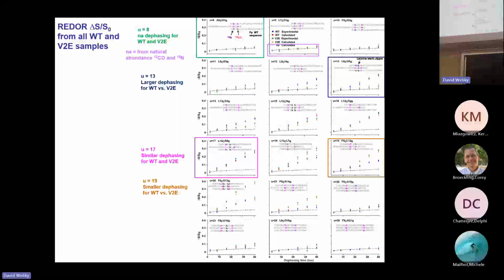the wild type, sorry, the B2E has much larger dephasing relative to natural abundance than wild type. So the wild type is still clearly above what's expected from natural abundance, the dotted line, but again, a more qualitative evidence for weighting of populations to longer beta sheets for B2E.